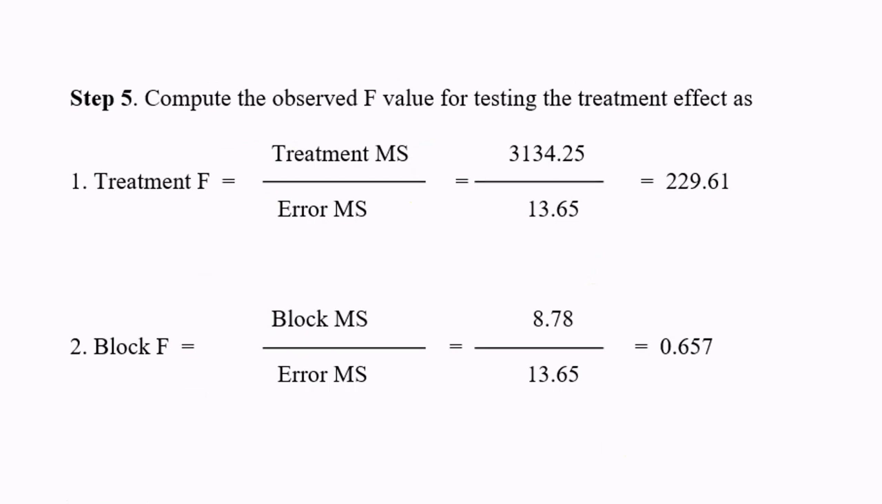Fifth step is computation of the F value. So treatment F value is treatment mean square divided by the error mean square. So this is your treatment F value or F ratio. This is replicate F value, so your block mean square divided by error mean square. So this is your replicate F value.